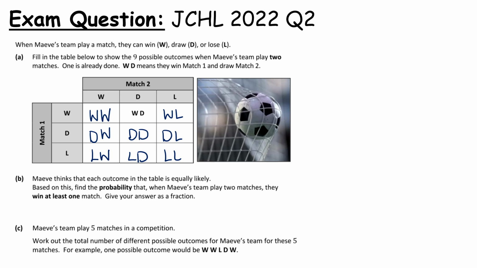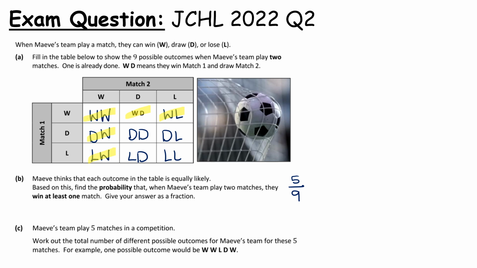So Maeve thinks that each outcome in the table is equally likely. Based on this, find the probability that when Maeve's team play 2 matches, they win at least 1 match. So what that means is we want to find all the outcomes where they win at least 1 match, which means they can win 1 or 2. So anywhere we find a W. So here we can see that there are 5 out of the 9 total.